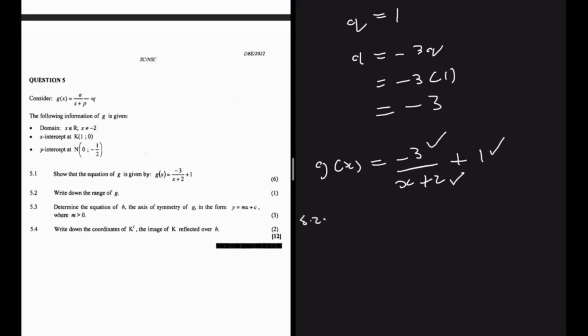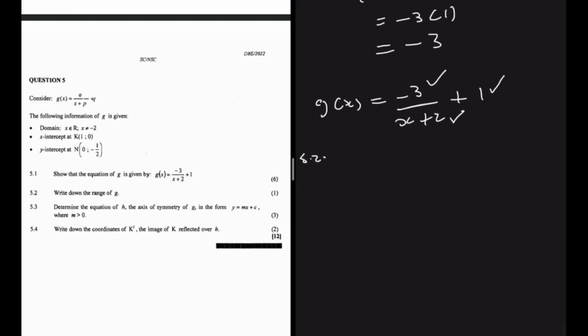And then 5.2 says determine the range of g. G is a hyperbola, obviously. So we know that for a hyperbola, in our standard format, the range will always be y being an element of R, but then y cannot be q, right?